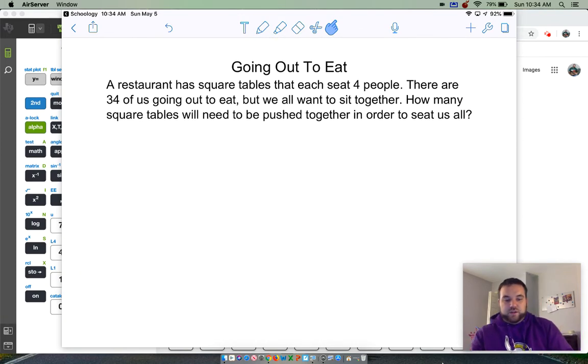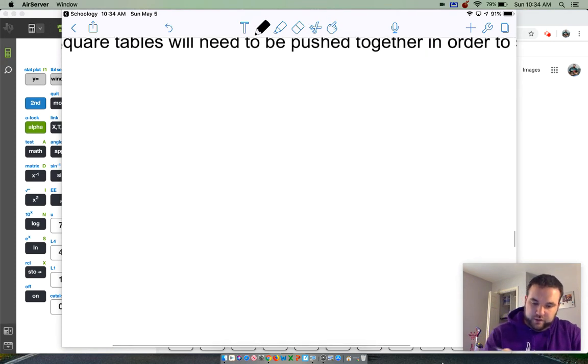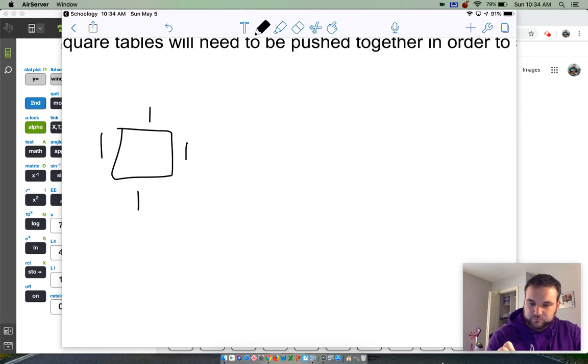Okay, so let's say a restaurant has square tables that each seat 4 people. There are 34 of us going out to eat, but we all want to sit together. How many square tables will we need to push together in order to seat us all? So if you go to a restaurant, you've got a square table, one person sits on each side, but you have more than 4 people. So sometimes you can pull up another chair to that table and make 5 fit. But let's say we have a big group, so we're going to push a second table there.